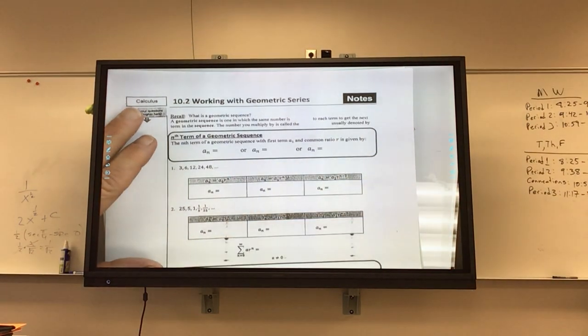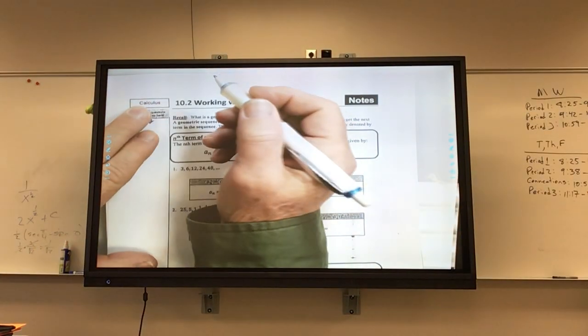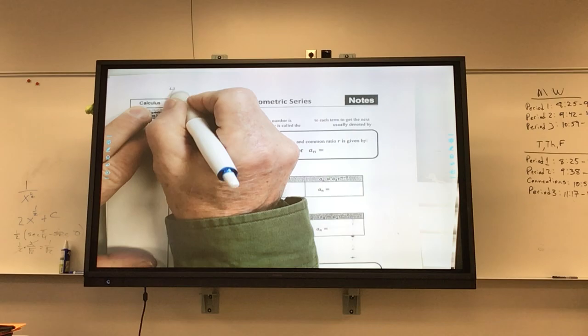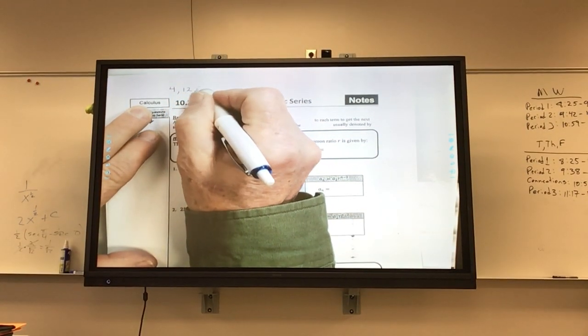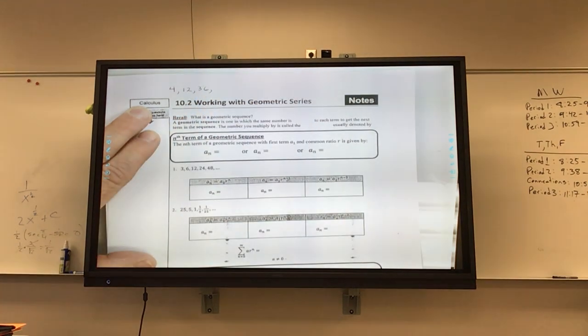You know what, I usually don't pick on Alicia right away. So, Alicia, I'm going to give you a sequence. Here's my sequence: 4, 12, 36. Do you know the next number?